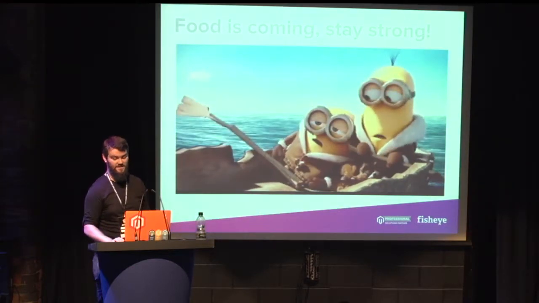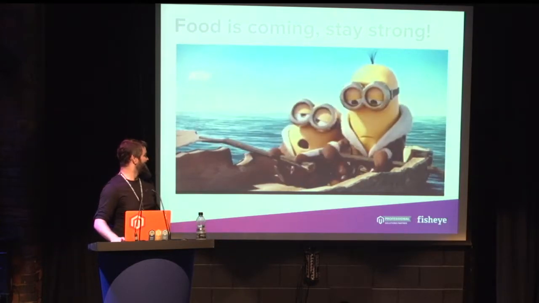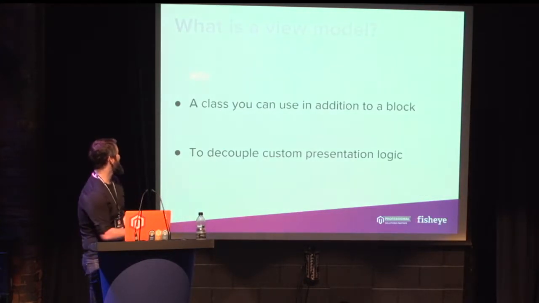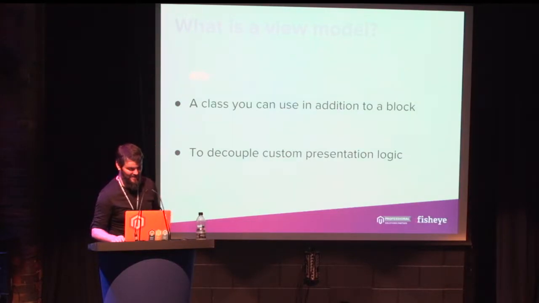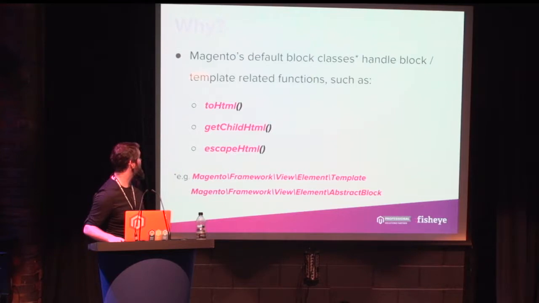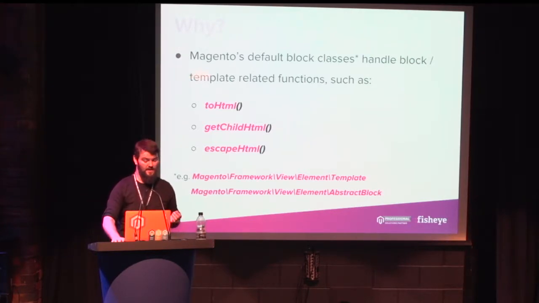Second part, view models. So nearly done, nearly food, don't worry. Right, view models then. Basically, these are classes you can use in addition to a block. They help you, again, to decouple your custom logic from Magento. So again, reuse and decoupling is the theme here. So why would we want to do this? Magento's default block classes handle things such as outputting HTML, getting child blocks, or even escaping our output.